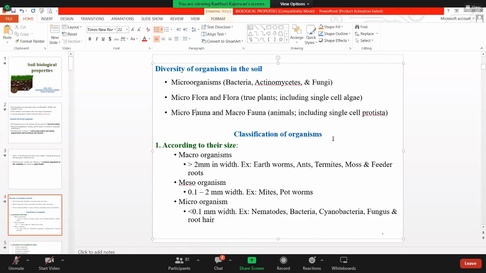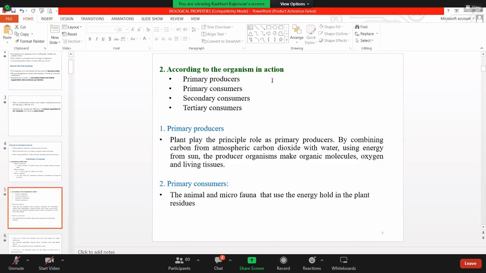First one is size. So macroorganism means greater than 2 millimeter width. Examples: earthworm, ant, termites, moss, and feeder root. And mesoorganism, microbes, the size range between 0.1 to 2 millimeter width, and microorganism less than 0.1 millimeter. Nematodes, bacteria, cyanobacteria, fungus come under microorganism.